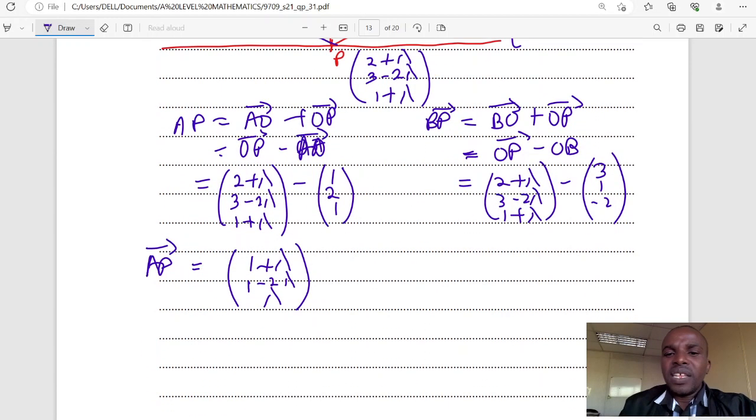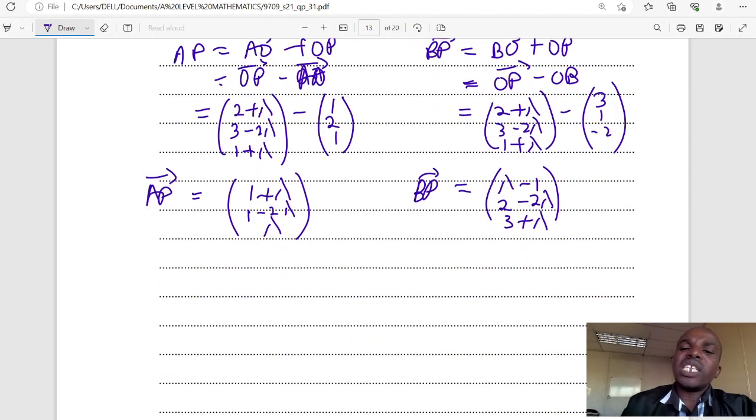Like this. Then if you simplify this, what you get is your BP. You get 2 plus lambda minus 3, so lambda minus 1. Then 3 minus 2 lambda minus 1 is 2 minus 2 lambda. Then 1 plus lambda minus 2, it will be lambda minus 1... so this one is my BP.